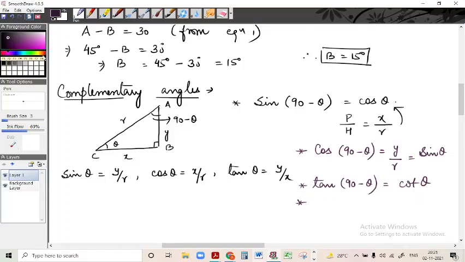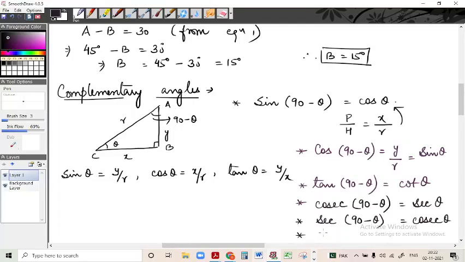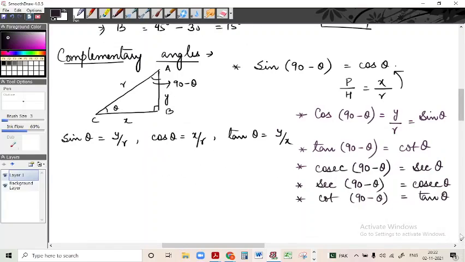Similarly, cosec 90 minus theta will be equal to sec of theta, and sec 90 minus theta will be equal to cosec theta. Similarly, cot 90 minus theta is equals to tan of theta. Okay, so these are the complementary angles regarding this one.